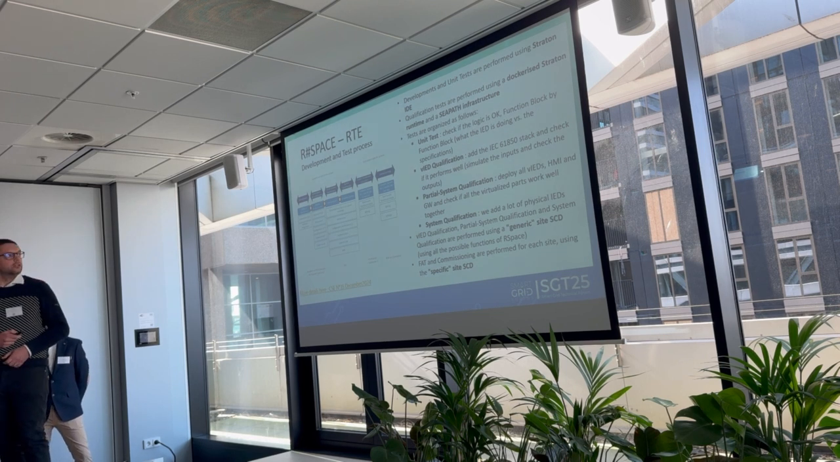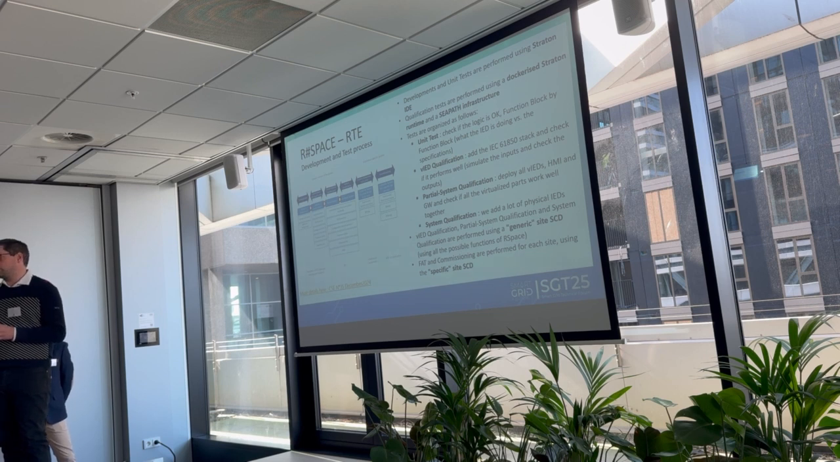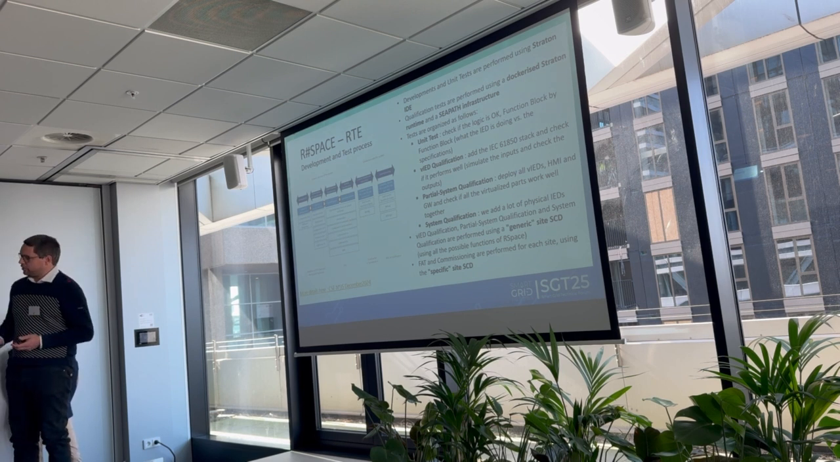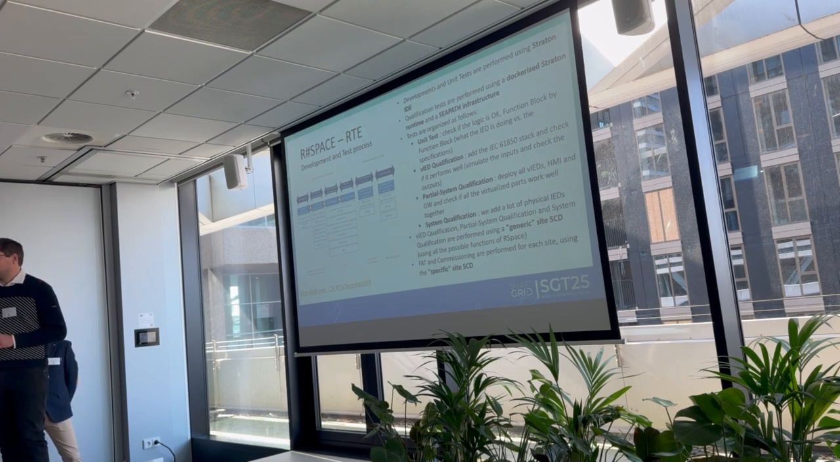One thing more, at each step, except for the development and unit testing. So development and unit testing are performed on a specific infrastructure, I would say. So it's basically just one VM with Straton. But then for partial system qualification, for system qualification, and so on, we are using the same infrastructure as we have then on site. So exactly the same CPaaS infrastructure.